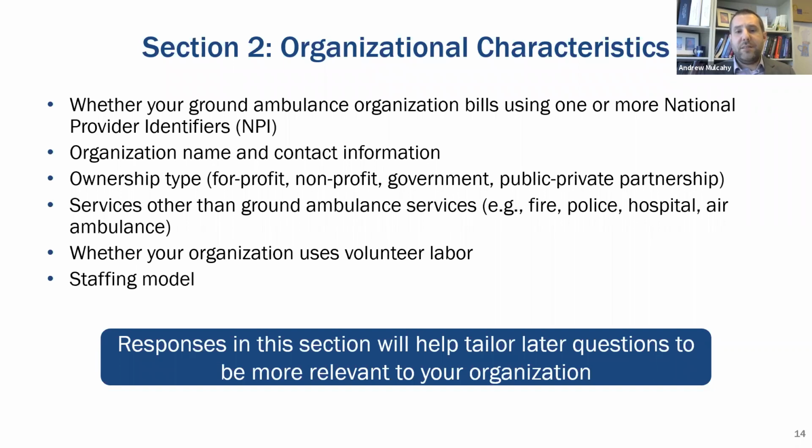Those questions trigger a pretty significant shift in the questions and the instructions you'll see later on. Because for organizations that are fire department based, say, there is this need to tease out a share of your staffing, expenses, revenue that's related to ground ambulance. Questions on volunteer labor obviously determine whether later on in section 7 you're asked questions about volunteers, and some other questions about staffing models, whether you provide paramedic intercepts, some other screening questions that have implications later on.